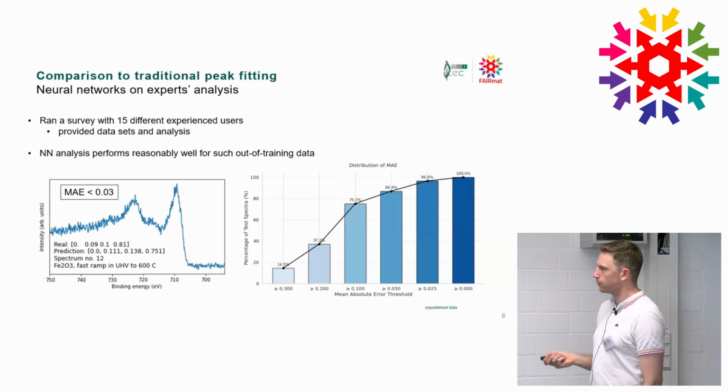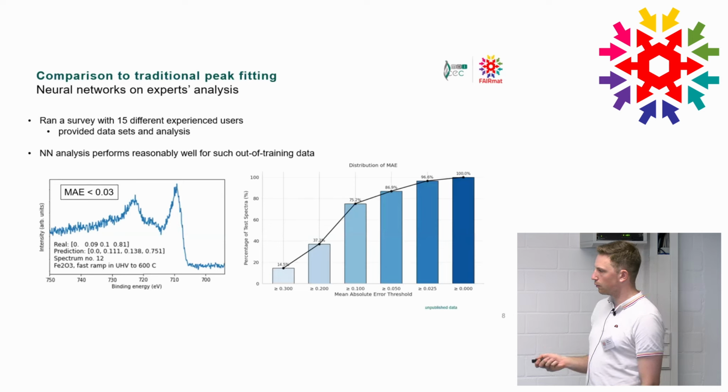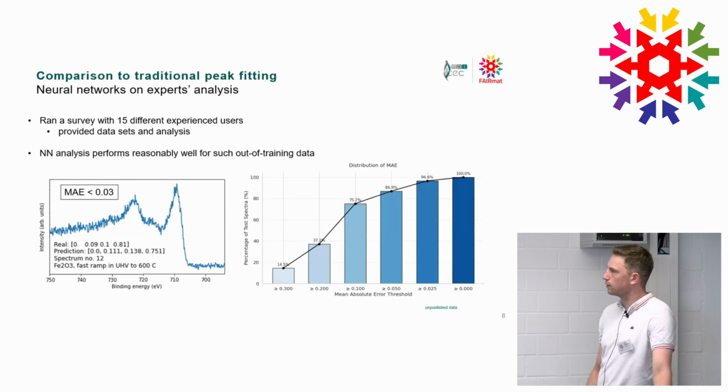Also, if we do a bit of statistics on these, on the x-axis we essentially see the mean absolute error and how many of these are above a certain threshold. If you have 0.1 mean absolute error, that's about 10% off in the fitting that you perform, and the neural network is able to fit to about 75% of what people in the community have been doing. So it does work quite well also for data that the neural network has not seen before.